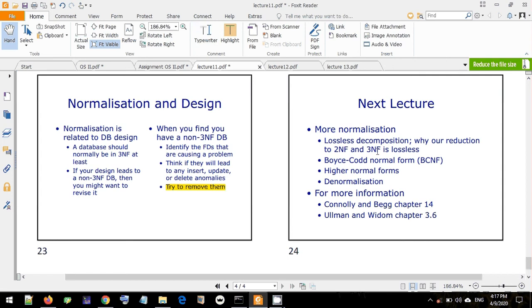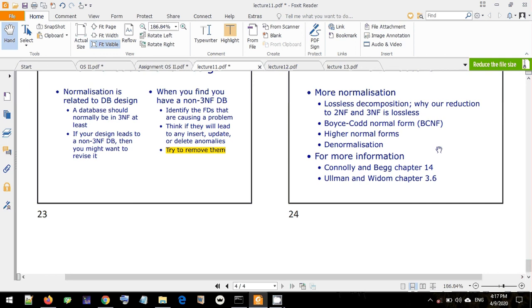In our next lecture, we shall look more at normalization, things like lossless decomposition, and why our reduction to second normal form and third normal form is lossless. We shall equally look at the Boyce normal form, which is a higher form of normalization. It comes directly after the third normal form. It solves some other kinds of dependencies, which we shall look at, and we shall equally look at how to denormalize a database.